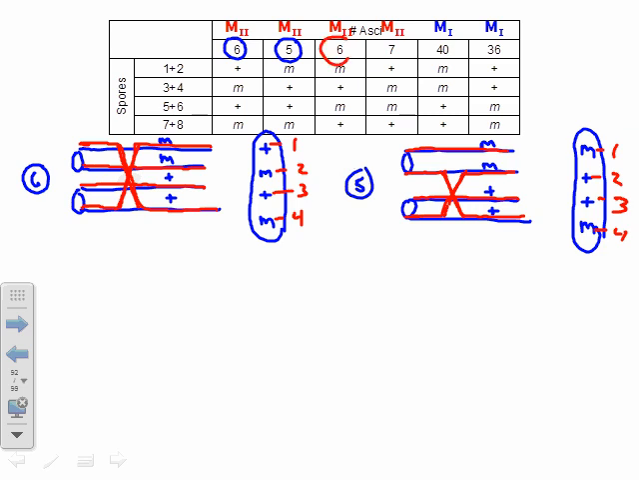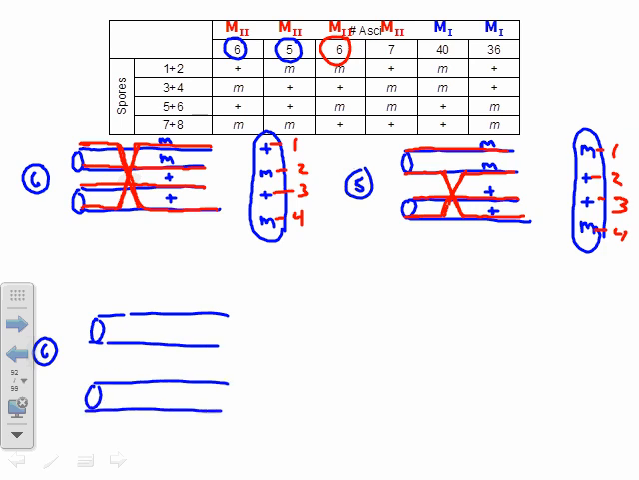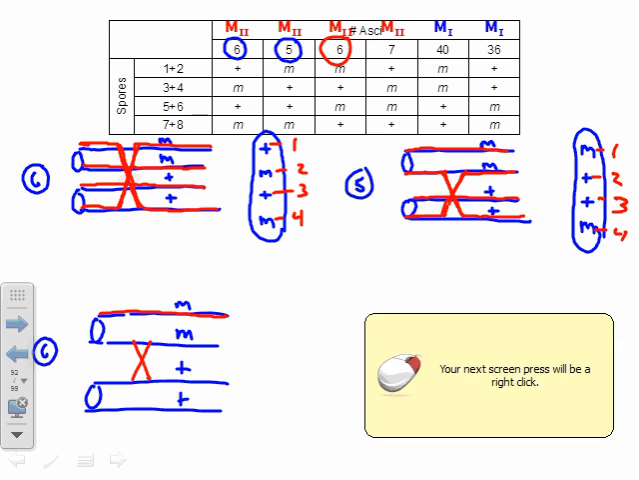Just for thoroughness, let's go ahead and do the third one here, this third six class. We could draw this one out again with the homologs, with mutant M and wild type on the other pair. In this case, we could have crossing over that occurs between the second and the third spores. In this case then, the first chromatid would be non-crossover, which would be an M.